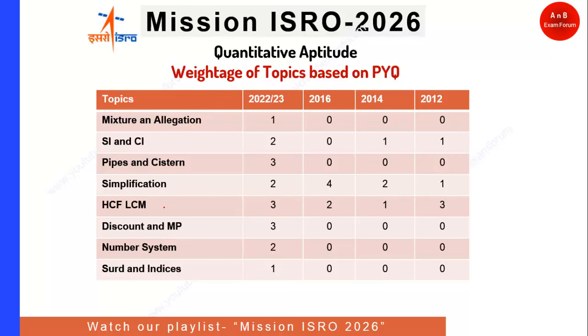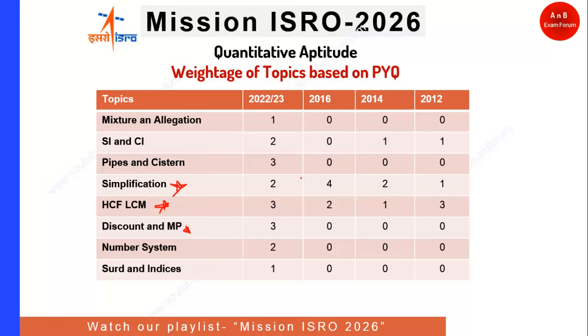And if you see HCF and LCM, it is regularly asked, so just have a look at this particular topic as well. And last year discount and mark price was also a surprising topic that they gave. It had 3 questions in it. And mensuration and simplification are also important. If you see simplification, it is a relatively easy topic and it is regularly asked in the exam.